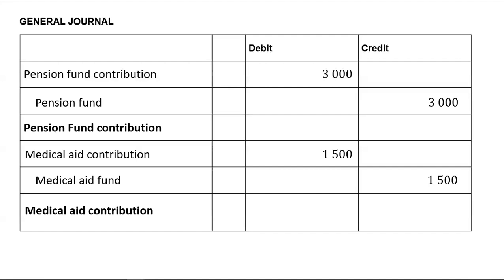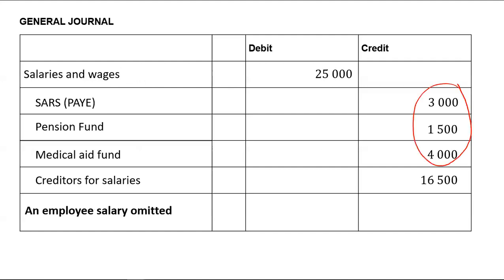But he decided that on that 25,000 rand, part of it will be paid to SARS, which was, I forgot it, let me just go back, which was 3,000. Part of it will be paid to pension fund, which is 1,500. Part of it will be paid to medical aid fund, which is 4,000. And he will only receive 16,500.